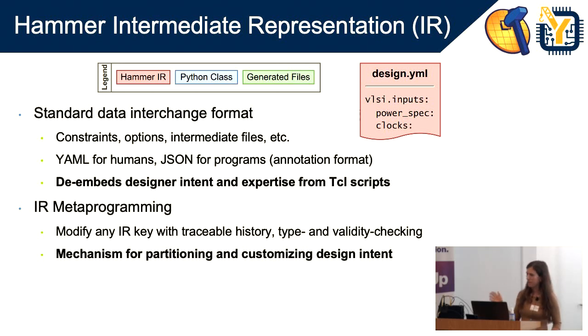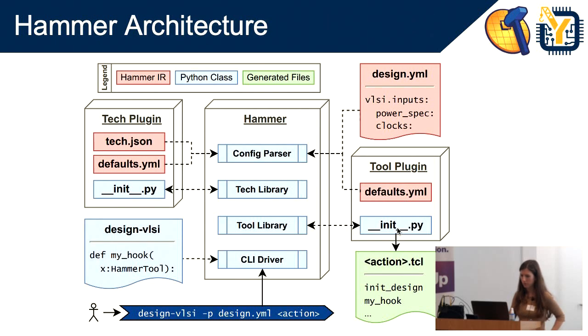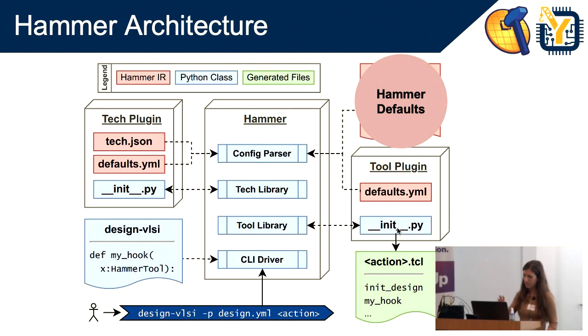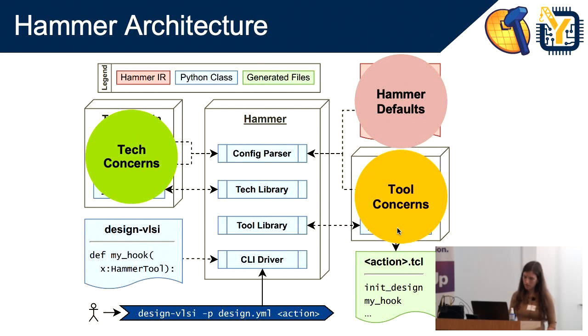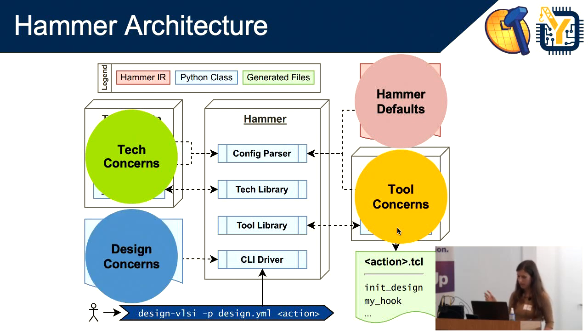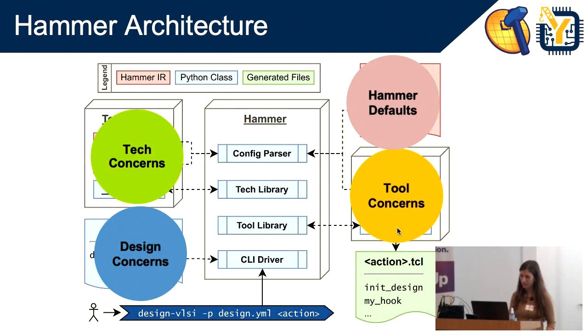And then you would allow IR meta programming, like certain keys can override other keys or reference other keys, not super important yet. But basically, instead of summarizing the parts, you can start with the Hammer defaults. At the core, you have a bunch of YAML keys that are mostly null values, but they set some sensible defaults. You have your tool IR, which is just more configuration, your technology, and your design. So again, sort of the three components of the VLSI flow.